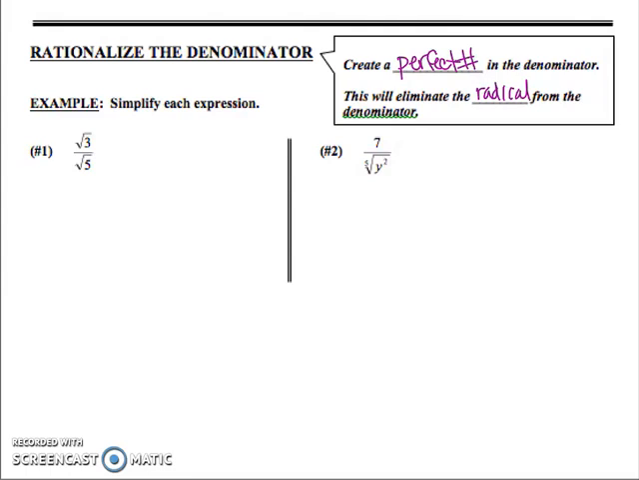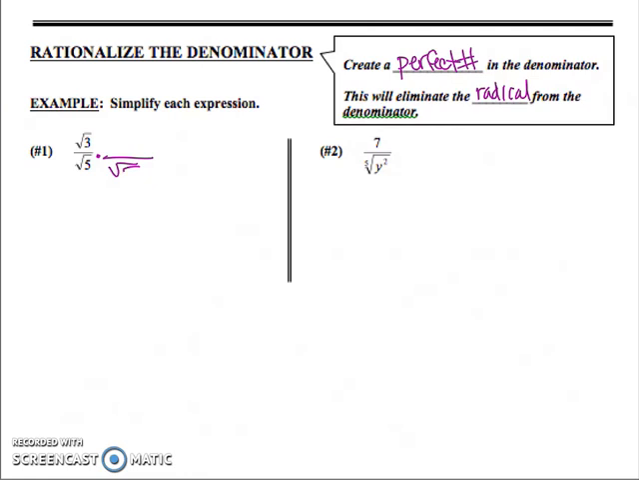So in example number 1, we've got a square root of 3 on top. That's fine, but we've got a square root of 5 on the bottom. So the question is, if I want to make a perfect number in the denominator, how can I make the square root of 5 a perfect number? Well, I need to make 5 into a perfect square. The easiest way to do that is to multiply it by the same radical. You've been doing this since Algebra 1. So we're just going to multiply top and bottom by square root of 5 over square root of 5.